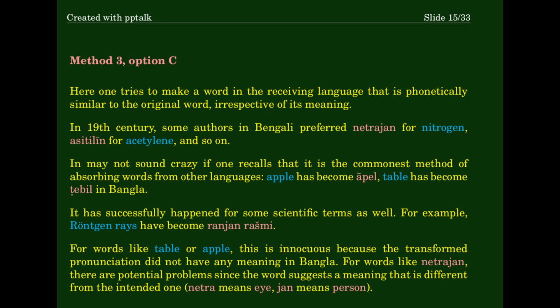Now, for words like table or apple, this is quite innocuous, because the transformed pronunciation did not have any meaning in Bengali. But if you want to translate nitrogen as netrogen, then there are potential problems, since the word suggests a meaning that is different from the intended one. Netro means eye and jan means person. So, eye person? Well, that has nothing to do with the gas that is the most dominant component of the air around us. So, that is the problem, and that problem has to be avoided.